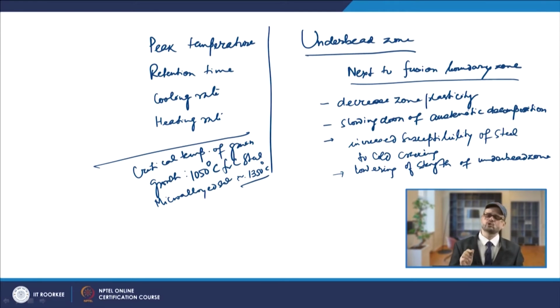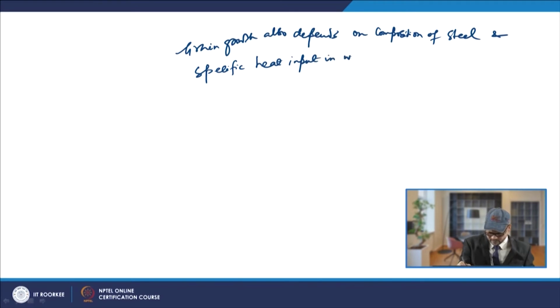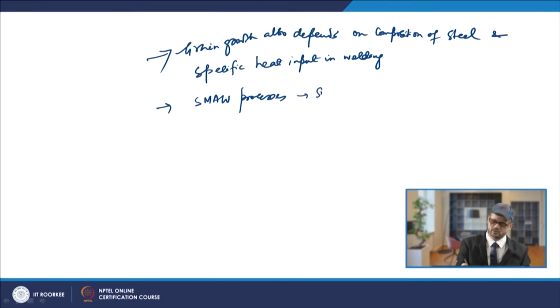Now, the grain growth will also depend upon the composition of steel and the specific heat input in welding. In the different welding processes we provide different specific heat input. If you talk about the SMAW process, shielded metal arc welding, in these cases the growth expected is small, so you get small grain growth.